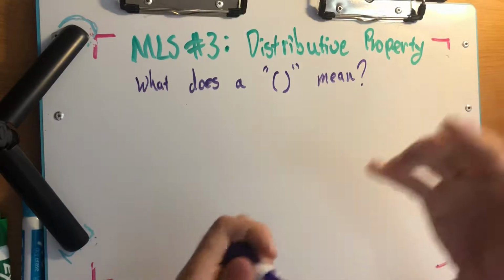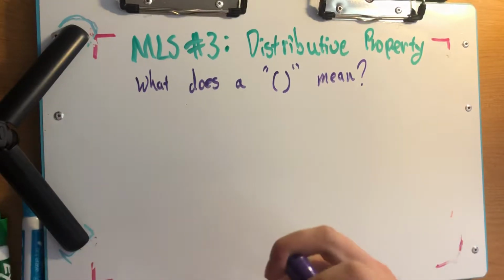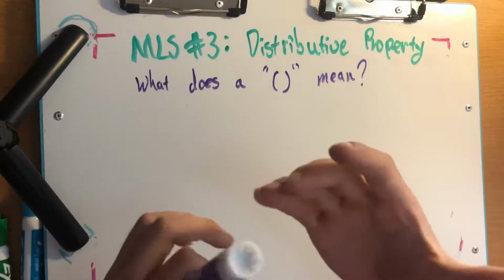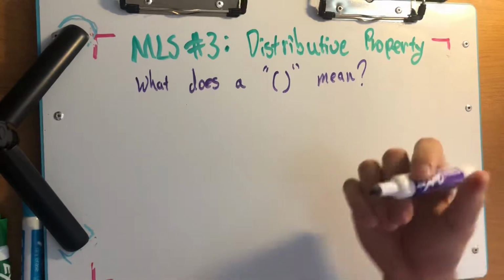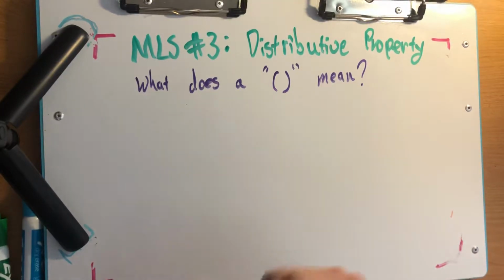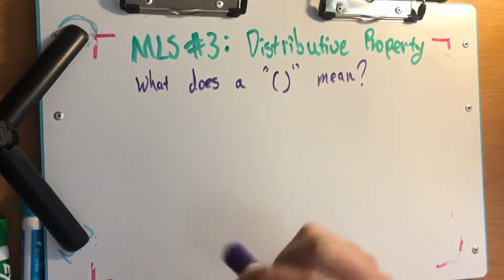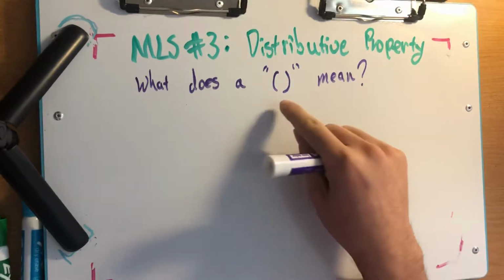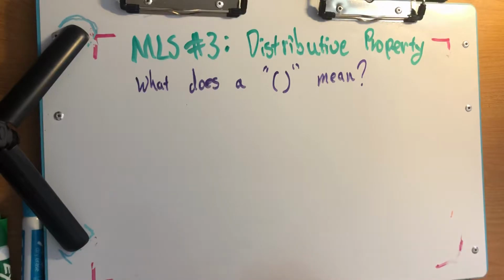We're going to be talking about the distributive property. I'm sure you've seen examples of this previously, because this is not a new concept for 6th grade for many students, or some students. But first I'm going to talk about what a parentheses sign actually means.